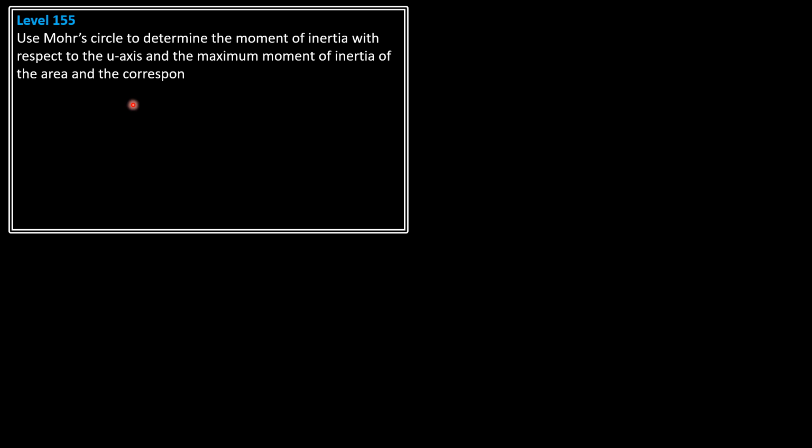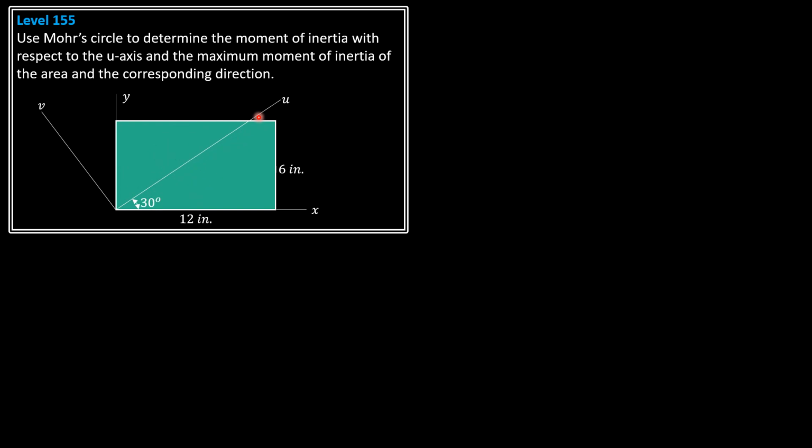Problem 155: use Mohr's circle to determine the moment of inertia with respect to the u-axis and the maximum moment of inertia of the area and the corresponding direction. I already presented the solution for the moment of inertia with respect to the u-axis only, but not yet for the maximum and the principal direction. So let's use Mohr's circle here.